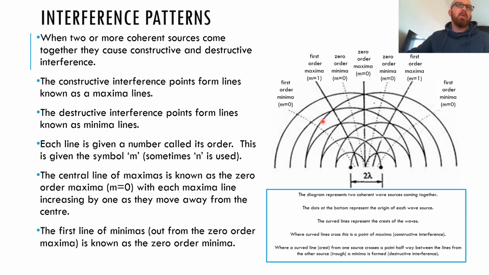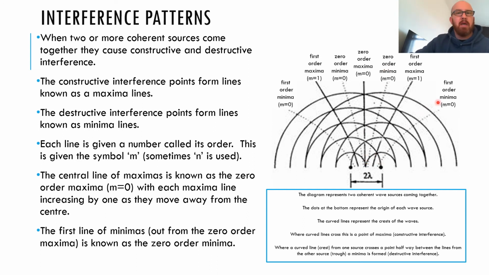Now, the constructive interference points form lines known as maxima lines. So all these constructive interference points line up and form what's known as a line of maxima. There's another line of maxima, another line of maxima. And the destructive interference points line up to make something known as a line of minima. So here is a line of minima, here is a line of minima, line of minima, line of minima.